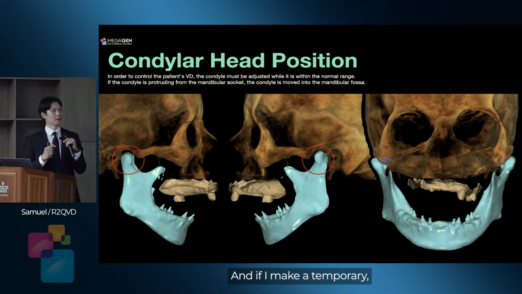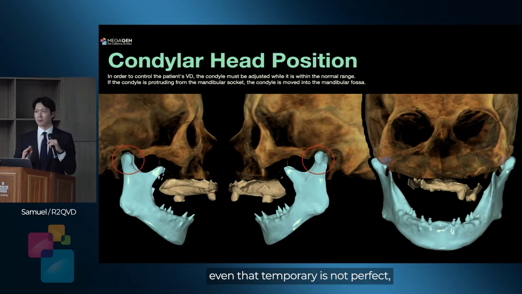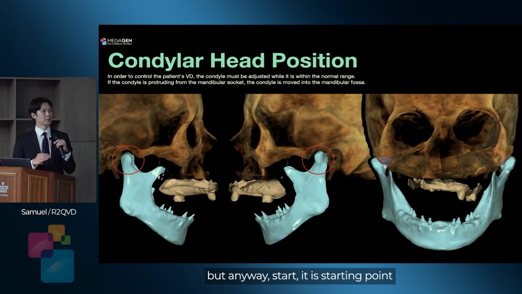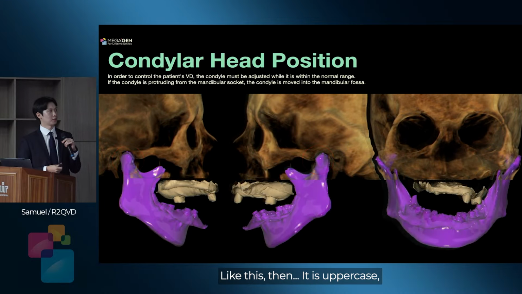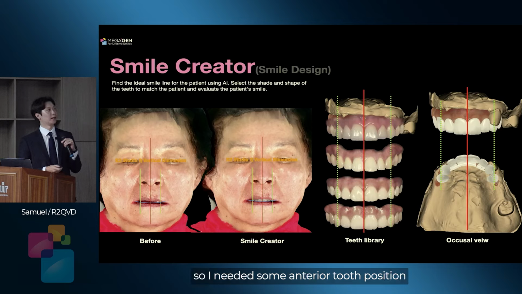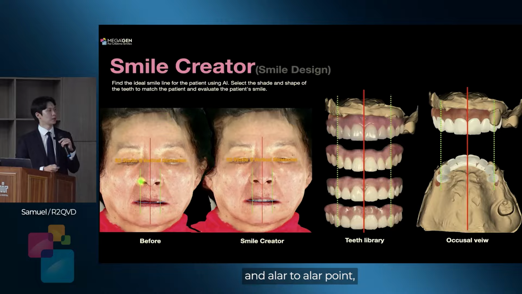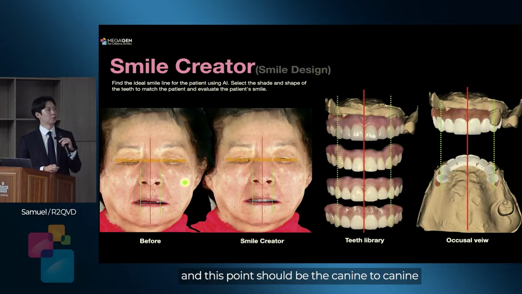And if I make a temporary, even that temporary is not perfect, but anyway, it is a starting point. So I just try to write this like this. Then it is uppercase, so I need some anterior tooth position. With the AI, it automatically found the midline and alar to alar point, and this point should be the canine to canine. It's the size of the tooth.